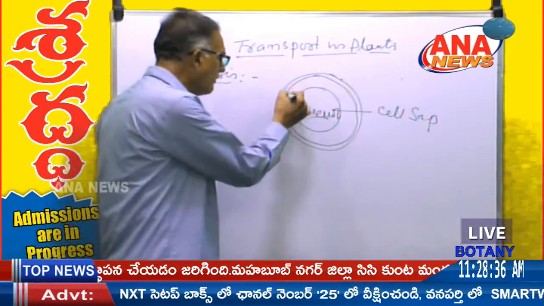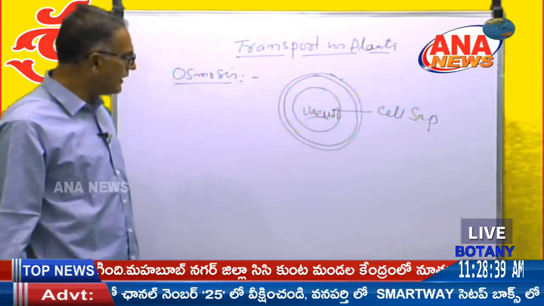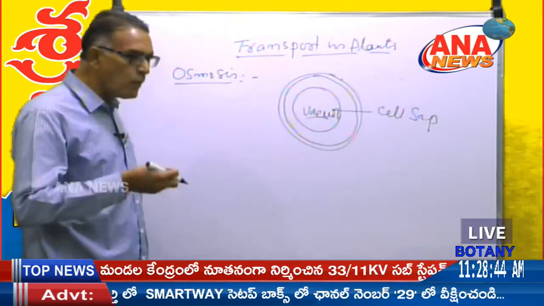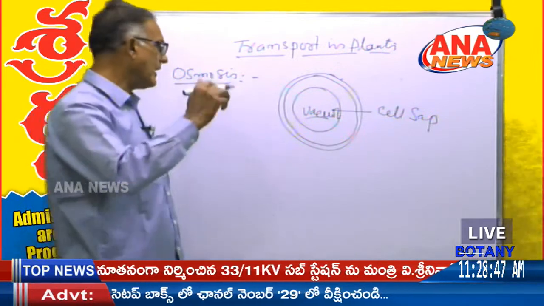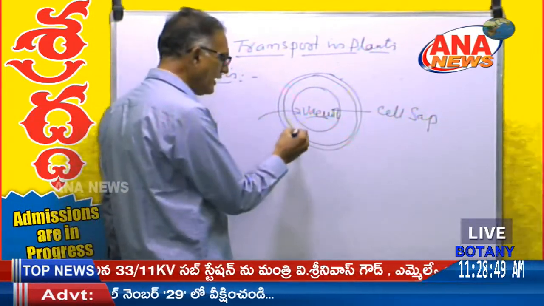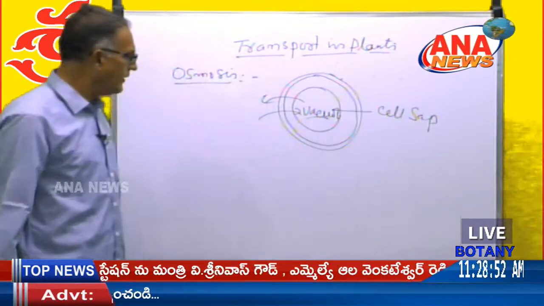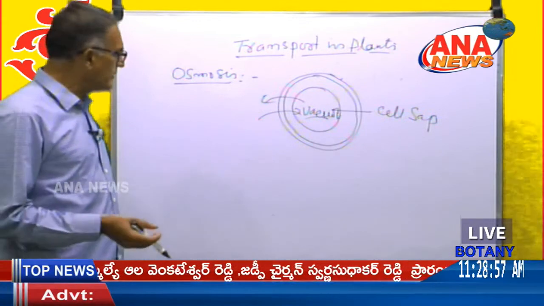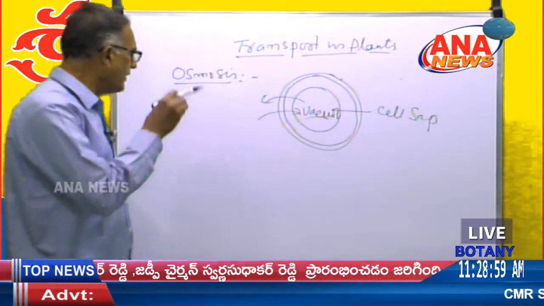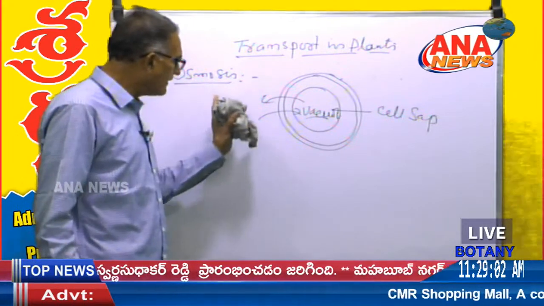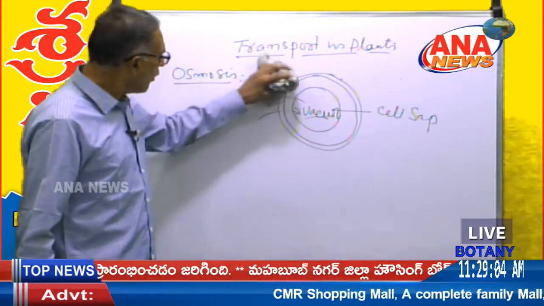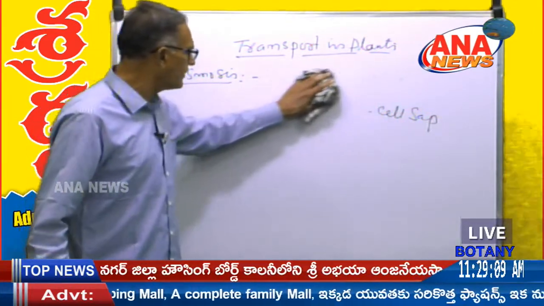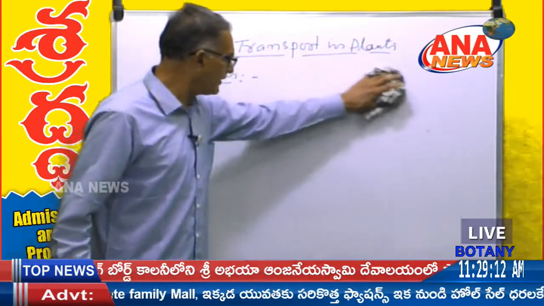So the cell membrane and vacuole membrane contribute together for the movement of substances inside and outside. Osmosis is a special term to define the diffusion.